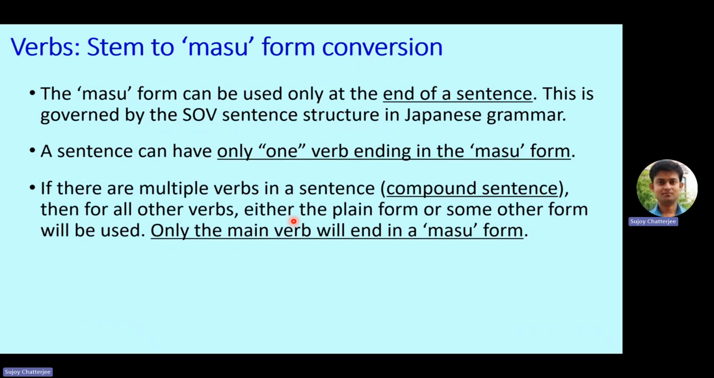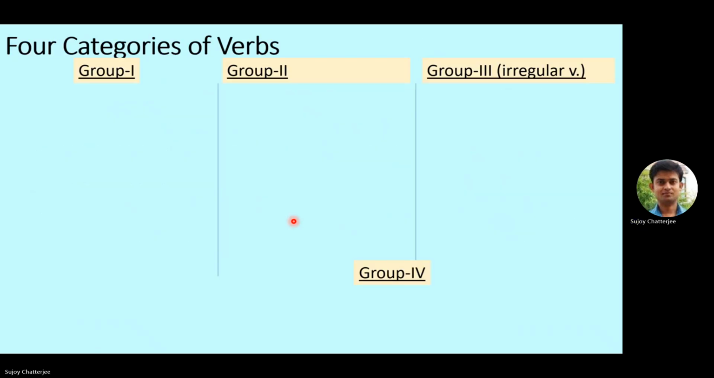And the third rule is that if there are multiple verbs in a sentence, for example, a compound sentence, then for all other verbs, either the plain form or some other form will be used. That is, only the main verb will end in a mas form. So all these three points are intertwined with each other. The concept is now clear that there can be only one mas form verb in a sentence, and all the rest of the verbs, if present, will have either the stem form or some other form.